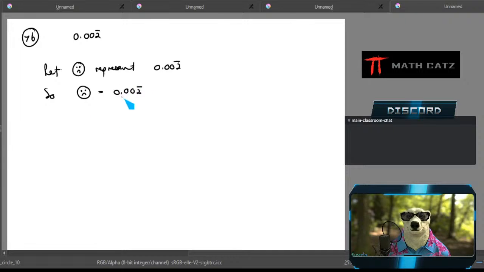I need to move the decimal point 1, 2, 3 to get it past the repeating section, which means I'm going to multiply by 1,000. I have to do the same thing. So we have 1,000 sad face, and that equals 2.2 repeating.